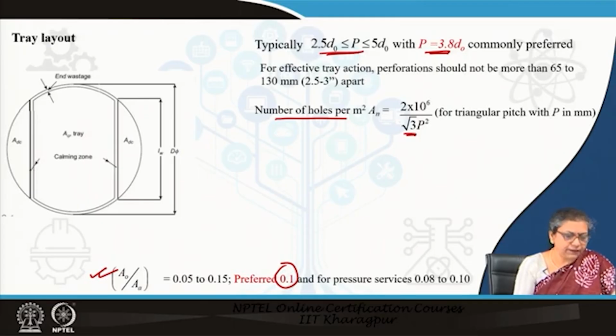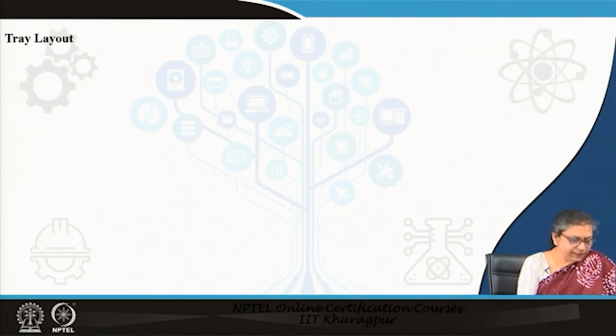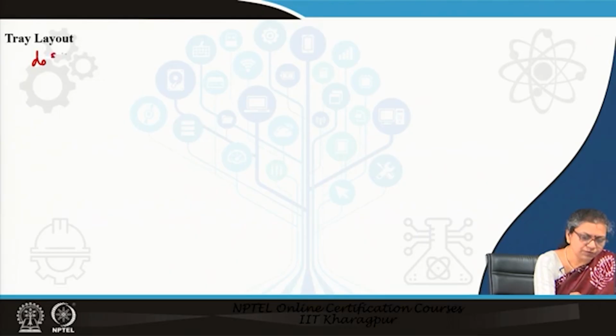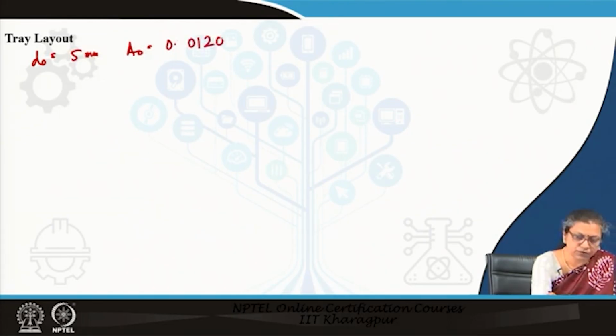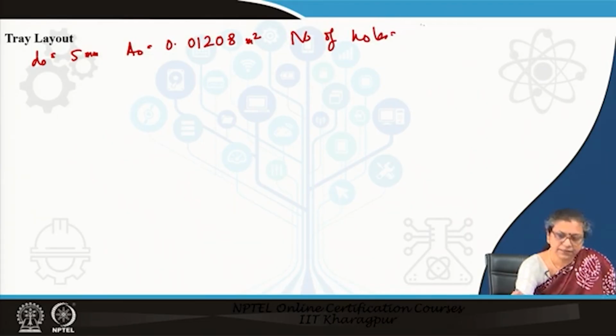So, let us see if we go around with the tray layout, then in that case, what do we have in this particular case? DO equals 5 millimeters. AO, we have already calculated, is 0.01208 meters square. So, from here you can calculate the number of holes. What will be the number of holes from here? It is nothing but 0.01208 divided by pi by 4 into 0.005 square.